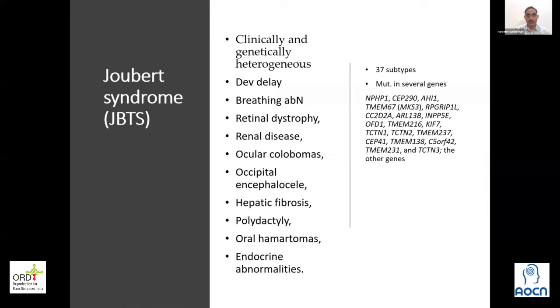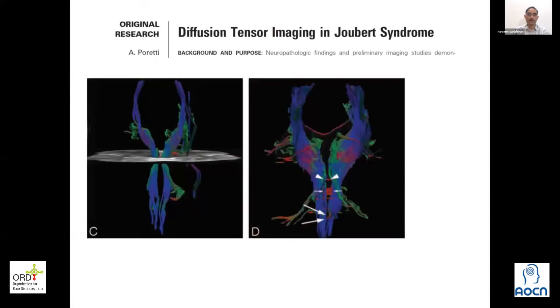And as of today, 37 subtypes are known. Various genes are described, and they have various other associations, except for the common ones being developmental delay and some abnormality in breathing. You have variable involvement of retina, renal diseases, other ocular abnormalities, hepatic fibrosis, polydactyly, and other abnormalities. So again, this is a group of conditions. And once you have the imaging phenotype, you can go ahead and work them up for the different causes.